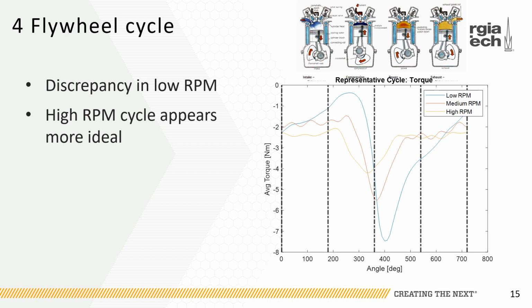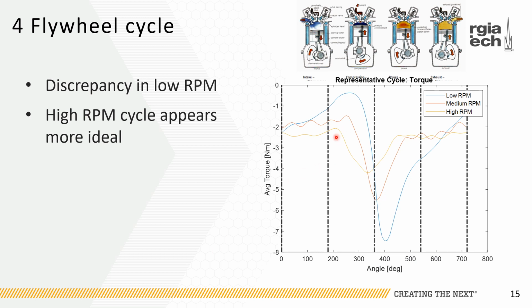With 4 flywheels on the engine, we made a representative cycle. Here's the torque versus angle. So this was done by segmenting the data and averaging each cycle into this chart. And let's take a look here.